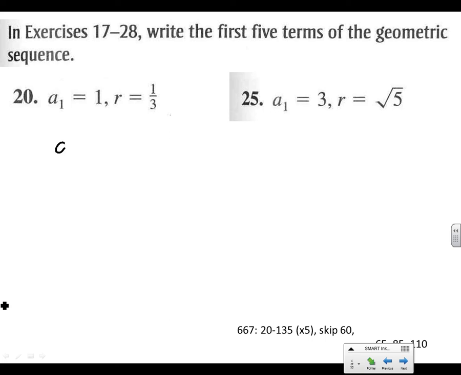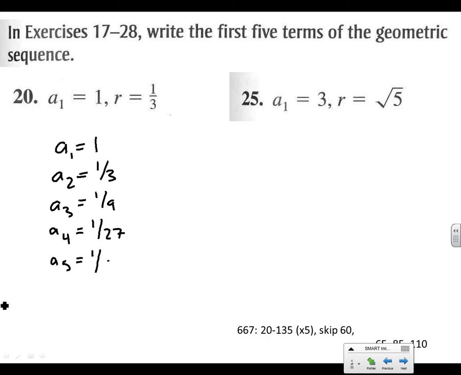So a1 is given as 1, and from there we're going to multiply by a third. So 1 times a third is a third, times a third is a ninth, times a third is a 27th. We're multiplying by 3 in the denominator, which gives us our 5th term of 1/81.